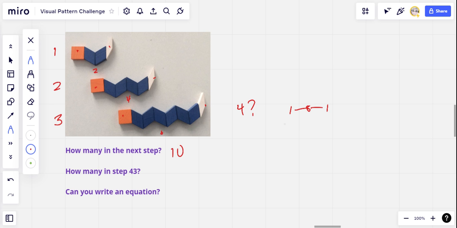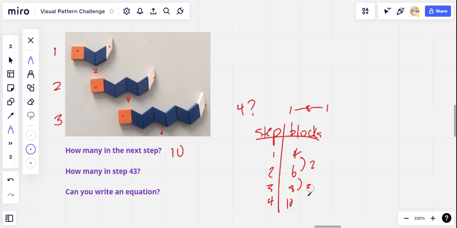Let's take a look at the total number in each step, and we can determine what type of pattern this is. So I'll make a chart with the step number and the number of blocks. So in step 1, we've got those 2 in the middle plus the head and the tail, so that's 4. And then in step 2, we've got 4 in the middle plus those 2 more, so that's 6. Step 3, 6 in the middle plus 2 more, that's 8. And in step 4, we're predicting 10. And when we analyze these numbers, we take the difference between each step. 6 minus 4 is 2, 8 minus 6 is 2, 10 minus 8 is 2, and maybe you saw this coming, we've got a constant difference between steps. And that means it is a linear pattern.